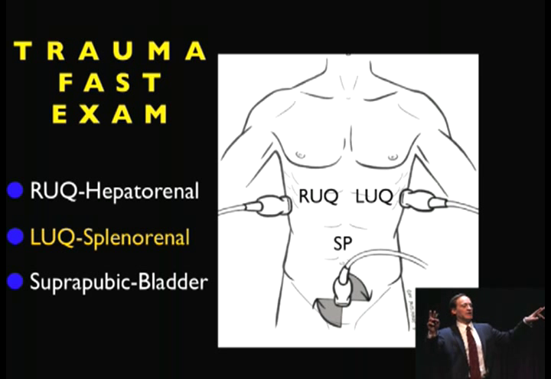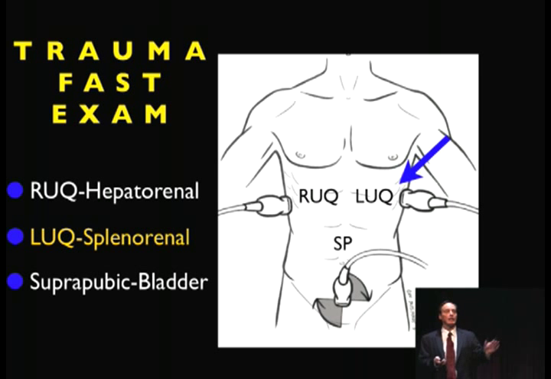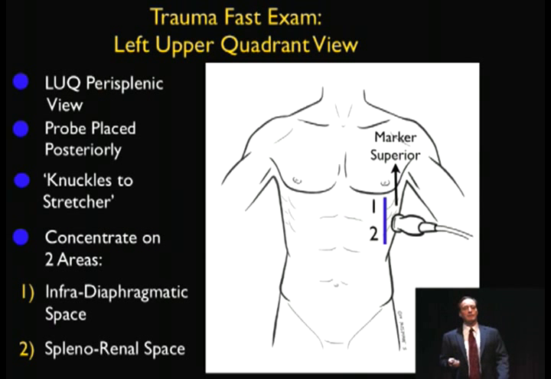Okay, left upper quadrant, also known as the perisplenic view. We've kind of gone away from splenorenal. I have to update this, but perisplenic. We're going to look actually above the spleen for fluid. We're going to be looking mainly underneath the diaphragm, above the spleen.